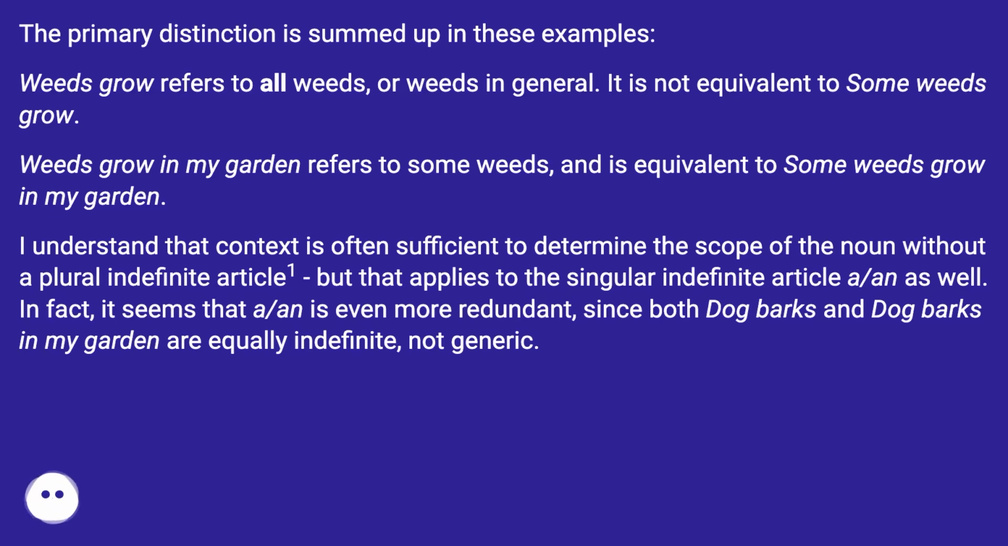I understand that context is often sufficient to determine the scope of the noun without a plural indefinite article, but that applies to the singular indefinite article a/an as well. In fact, it seems that a/an is even more redundant, since both "a dog barks" and "a dog barks in my garden" are equally indefinite, not generic.